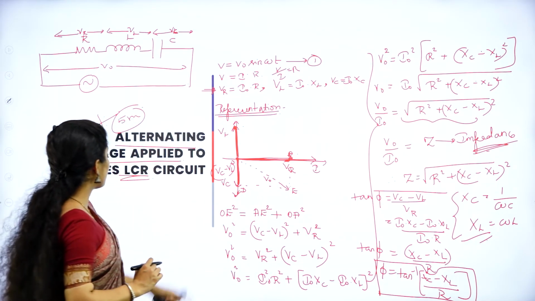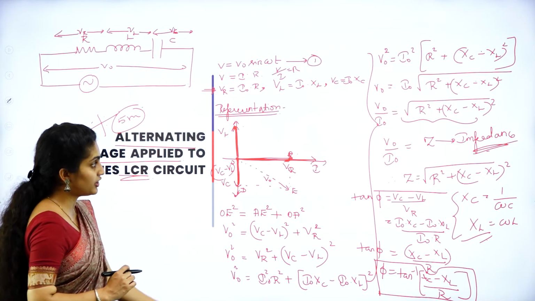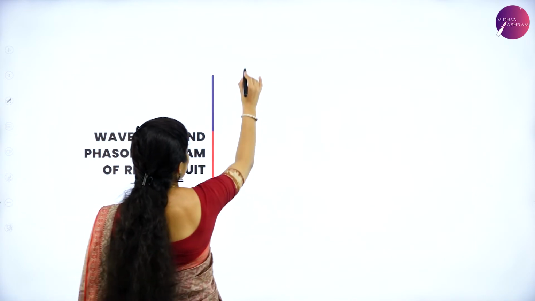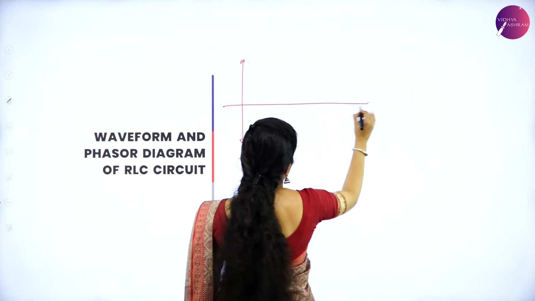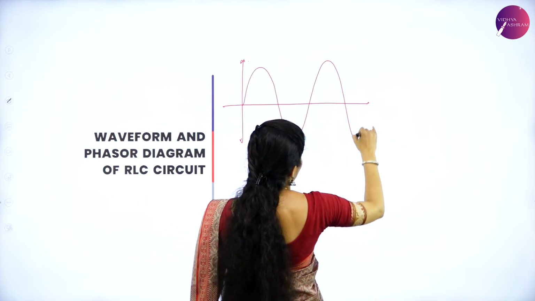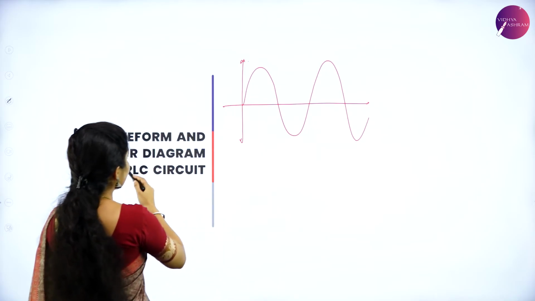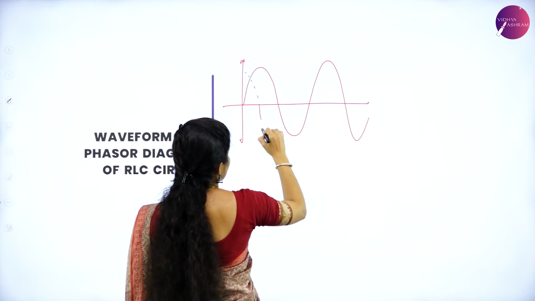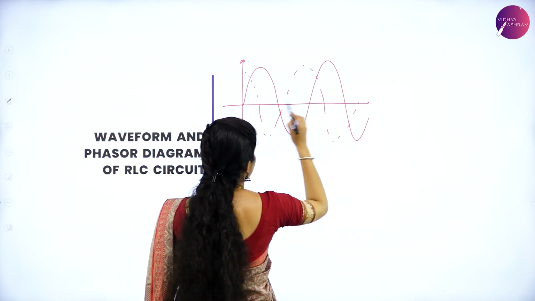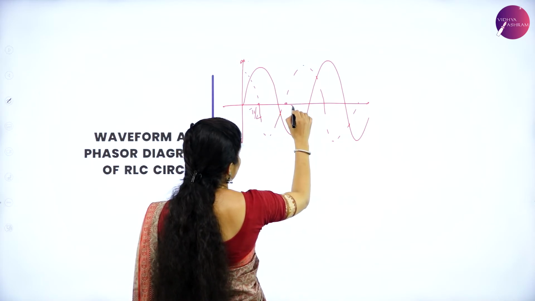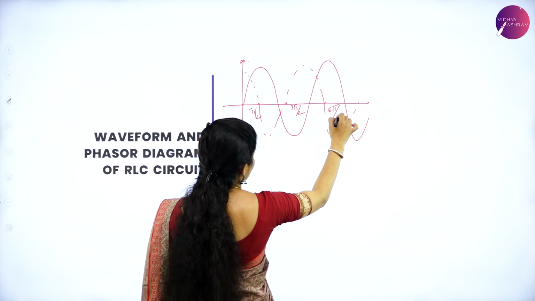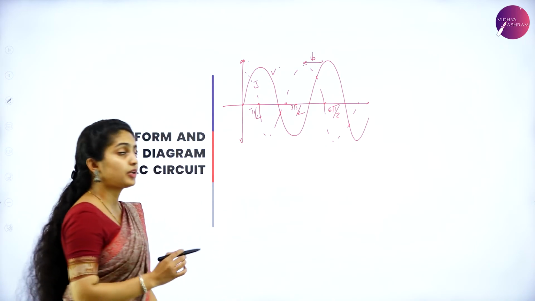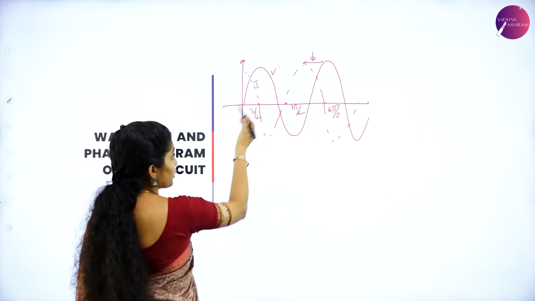That's all about the alternating voltage applied to a series LCR circuit. Under this, we just have to give the waveform diagram as well as the phasor diagram. For the waveform diagram, we have a wave nature, for which we have to show how exactly the current is flowing. So the current representation turns out to be like this. Here it is pi by 2, here 3 pi by 2, 5 pi by 2. So this is voltage, this is current, and this will be the phase difference between the voltage and current. So that's all about the waveform diagram.